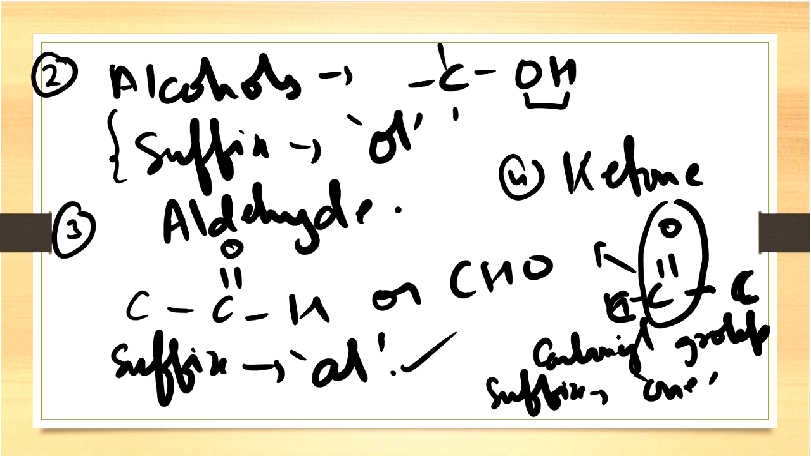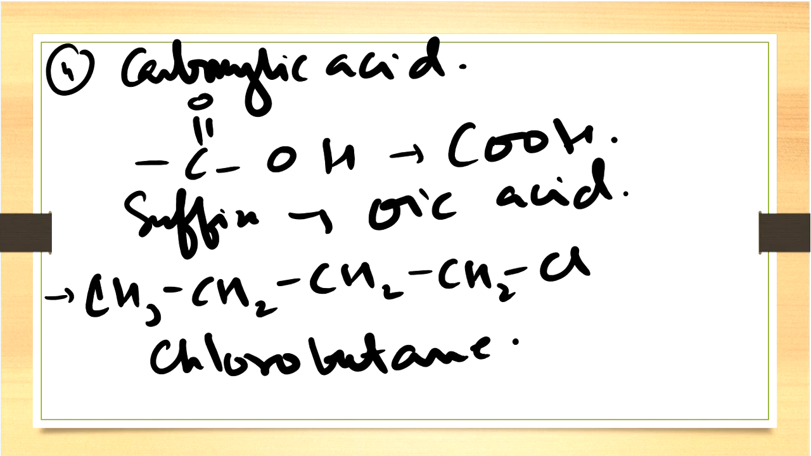And next is the ketone, in which both sides are occupied with carbon and the carbonyl group is in between. So the suffix used is ONE. Let's do some examples of it. One more functional group is there, that is carboxylic acid, C double bond OH. The suffix is oic acid.